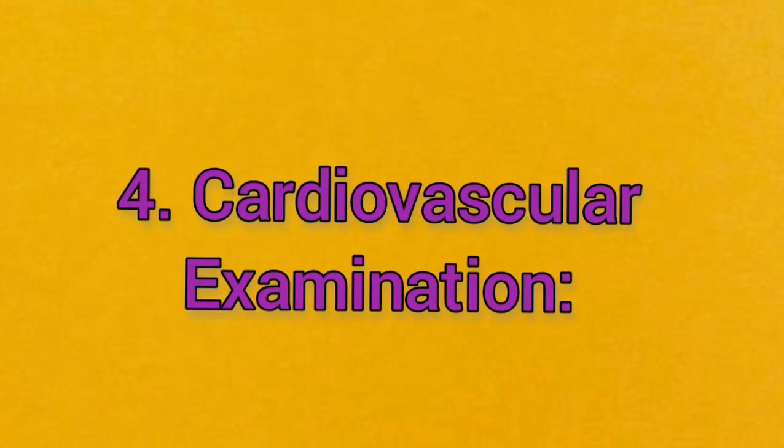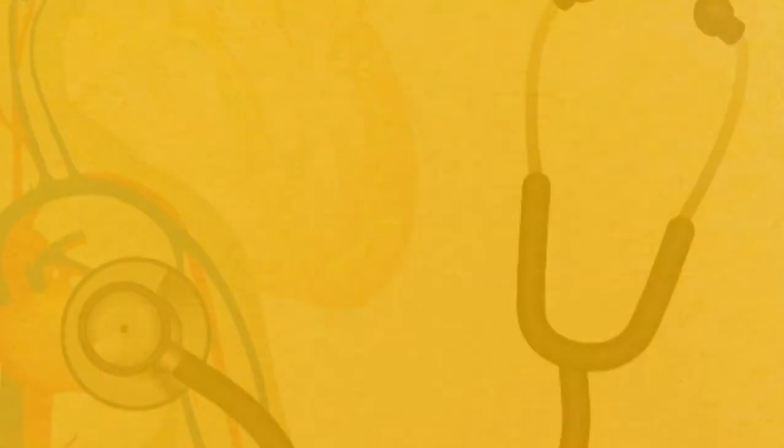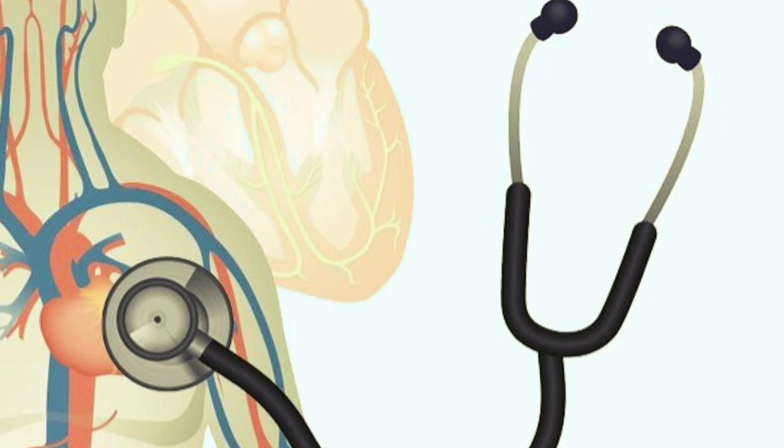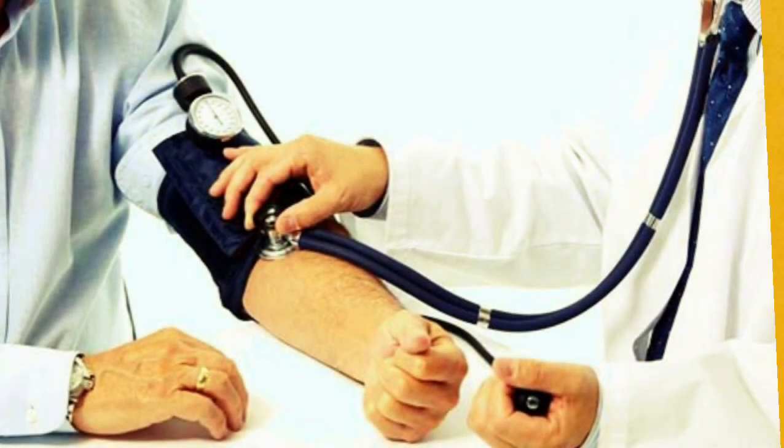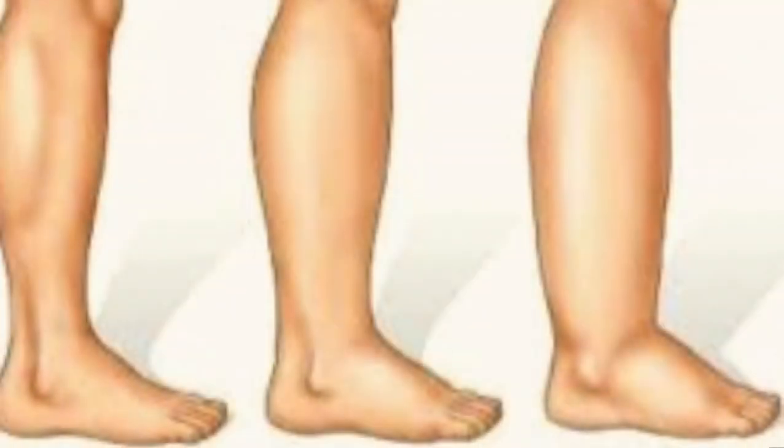4. Cardiovascular examination. Auscultate the heart sounds using a stethoscope to assess for murmurs, gallops, or irregular rhythms. Palpate peripheral pulses, including radial, brachial, and dorsalis pedis pulses. Assess for signs of peripheral edema and jugular venous distension.